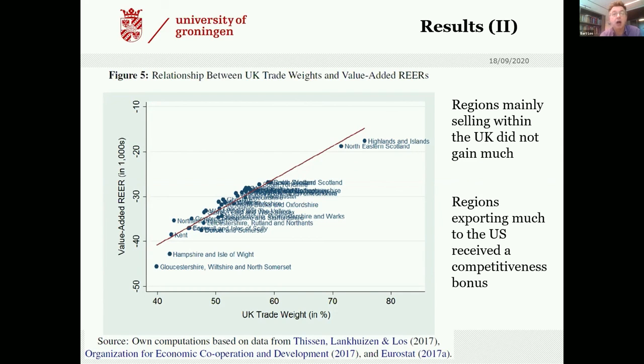So in general, the higher the UK trade weight, the lower the benefits, which is understandable. But Hampshire and Gloucestershire are a bit off this regression line. And that's due to the fact that these two regions trade much more than other regions in the UK with the United States. And as we have seen at the very start of the presentation, the depreciation versus the dollar was much stronger than the depreciation versus the euro, for example. And that's why Hampshire and Gloucestershire benefited most.